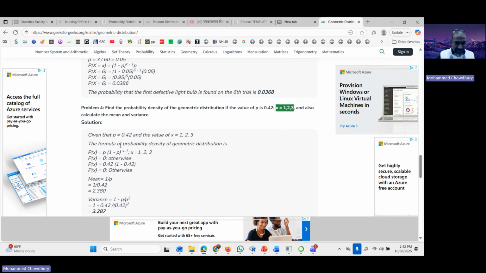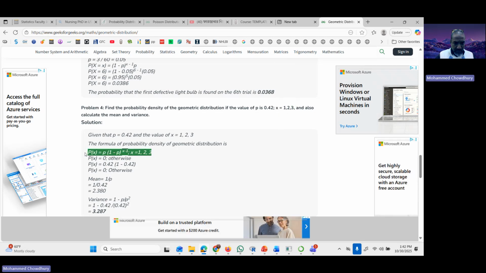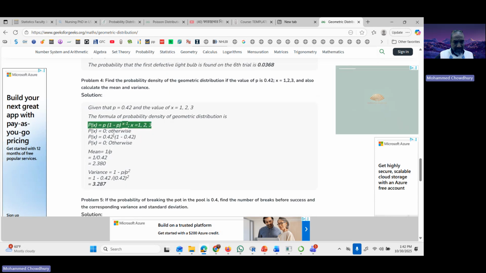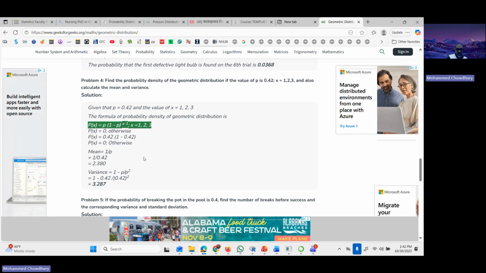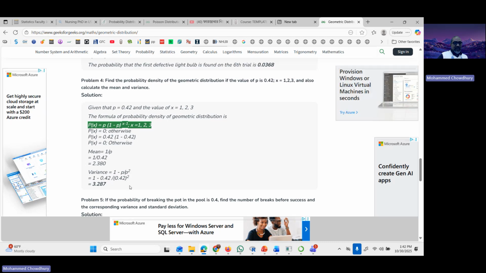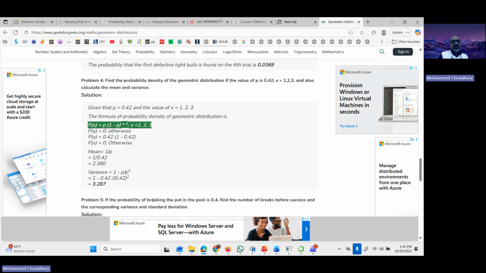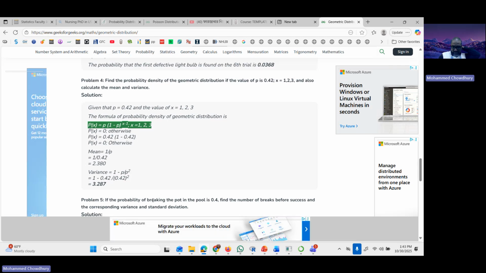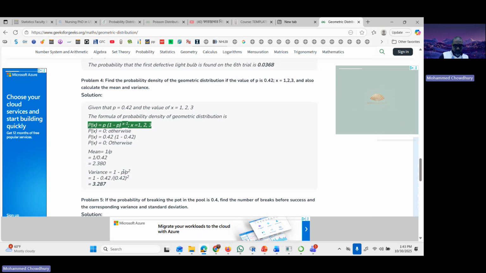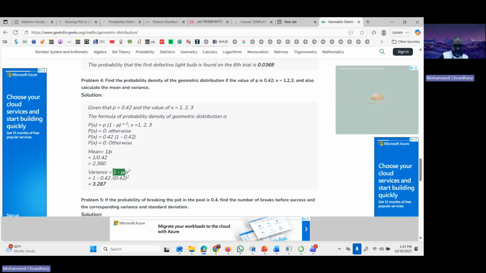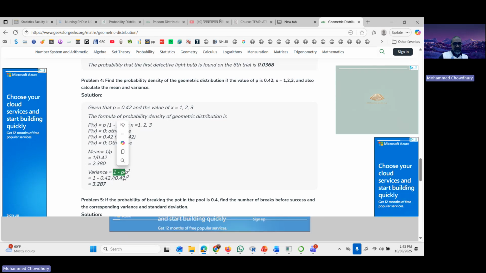So it is written in this format, and then after that p(x) was written this way. Mean was found as 1 over p, 1 over 0.42 like this, and variance equal to q over p squared. So q could be written as 1 minus p. That is why they have written it like this. Actually, it should be written as 1 minus p in a bracket.